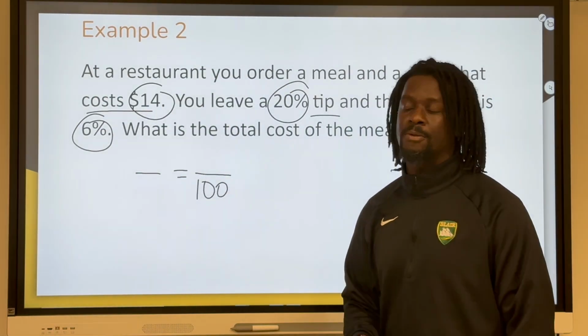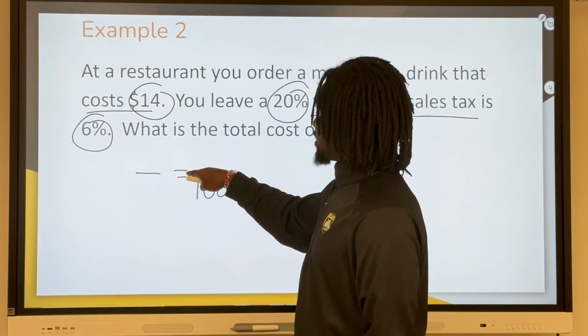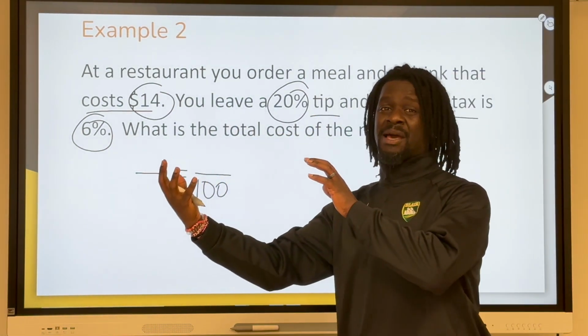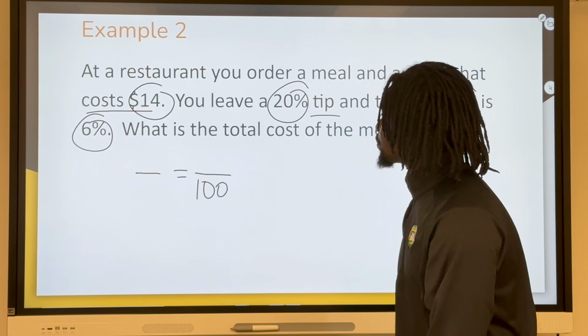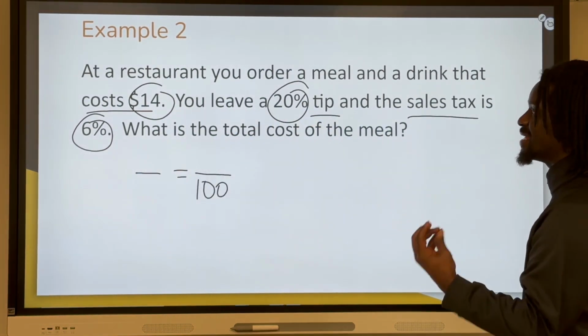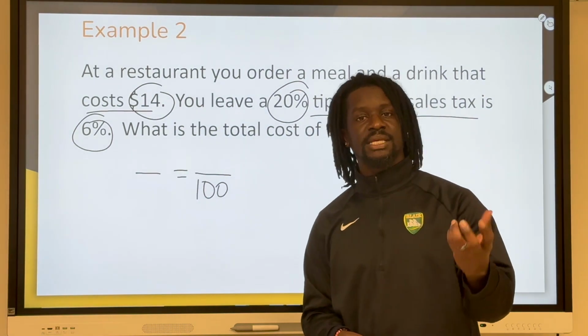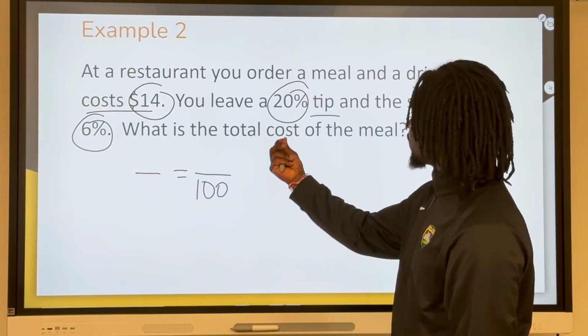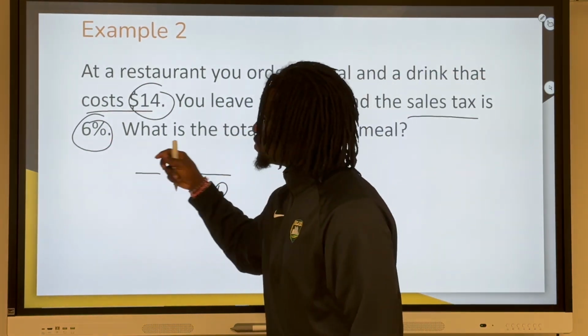and that's what we're gonna do. So we got is over 100 equals percent over 100. Now I just gotta take my information and plug it into my proportion. So I got the tip and the sales tax. And the sales tax and tip, both of those are being added to the original cost. So I can go ahead and add those two together.